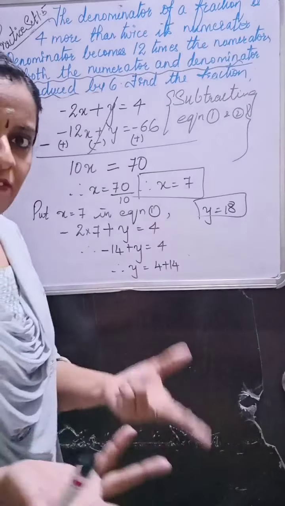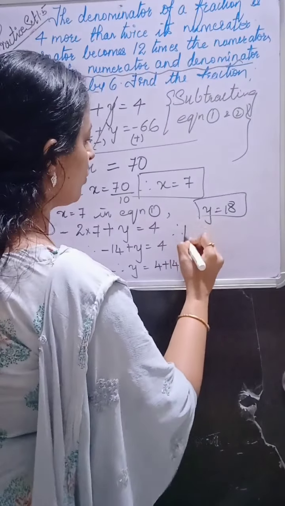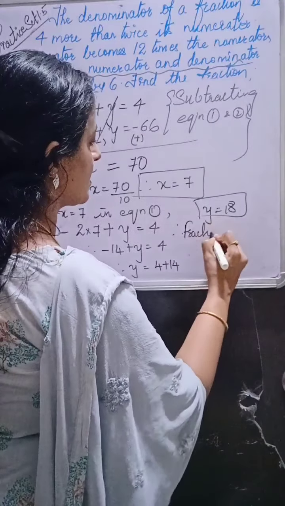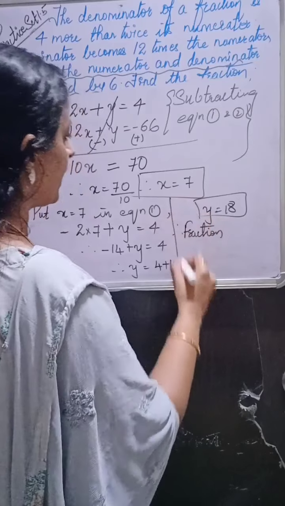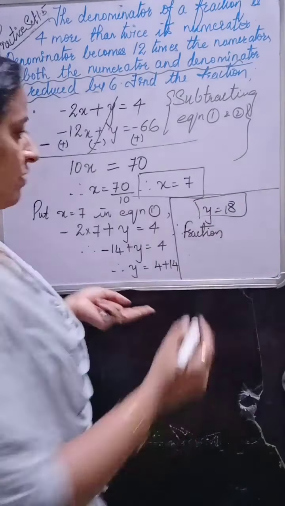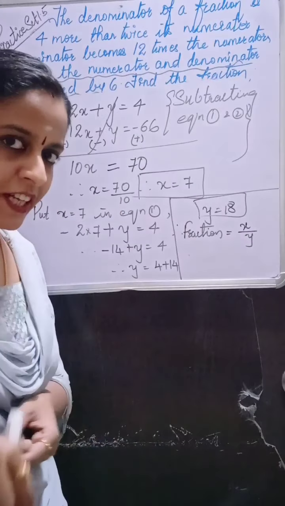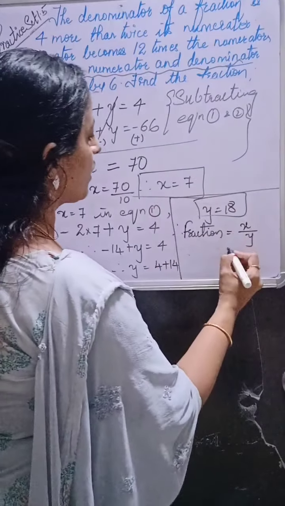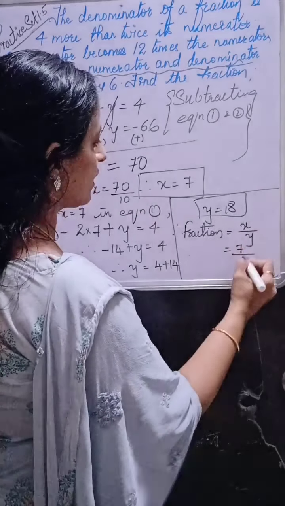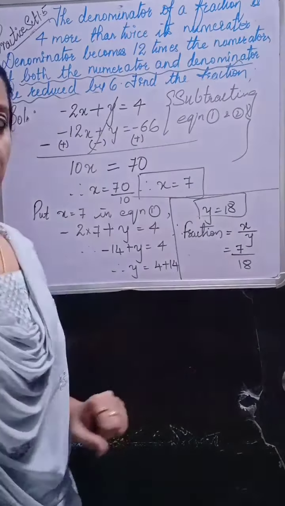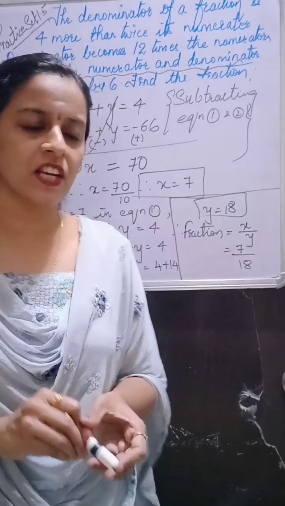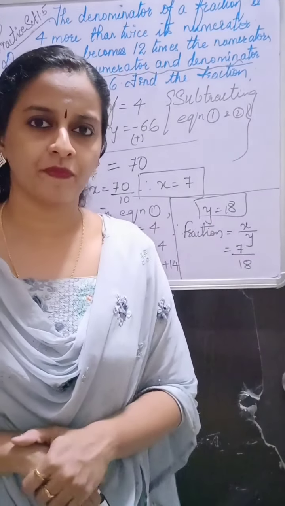So what will be the fraction? Therefore the fraction will be, what will be the fraction? Fraction is nothing but x upon y. Numerator upon denominator. So numerator we got 7 and denominator we got 18. So the final answer, the fraction is 7 upon 18.